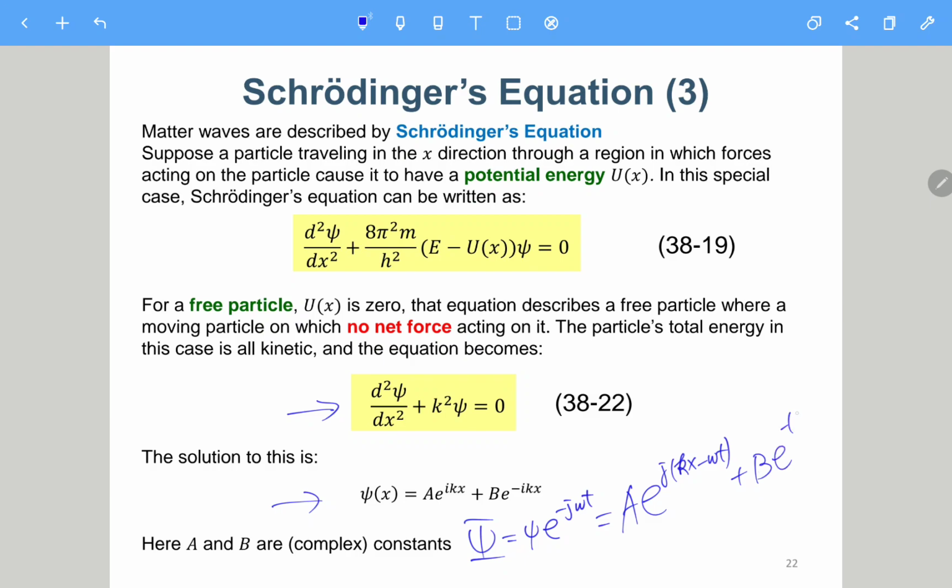exponential to minus j kx plus omega t. So this one is propagating in the positive x-axis. This one is propagating in the negative x-axis. So sometimes we only pick one of them and that is already okay. But generally it can be both positive and negative. And of course a and b are also complex constants.